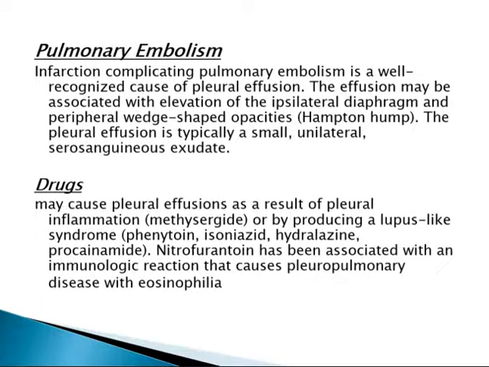Pulmonary embolism: infarction complicating pulmonary embolism is a well-recognized cause of pleural effusion. The effusion may be associated with an elevated ipsilateral diaphragm and peripheral wedge-shaped opacities. The pleural effusion is typically a small unilateral serosanguinous exudate. Drugs may also cause pleural effusion as a result of pleural inflammation, like methysergide, or by producing lupus-like syndrome in the case of phenytoin, isoniazid, hydralazine, and procainamide. Nitrofurantoin has been associated with an immunological reaction that causes pleuropulmonary disease with eosinophilia.